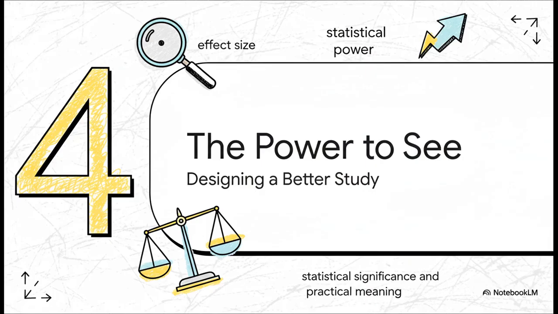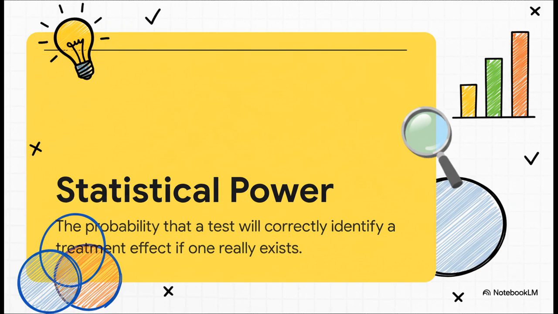But let's rewind. What if we could design our study from the get-go to give us the absolute best chance of actually finding something if it's there to be found? And that brings us to the crucial concept of statistical power. The best way to think about power is like the magnification on your microscope.